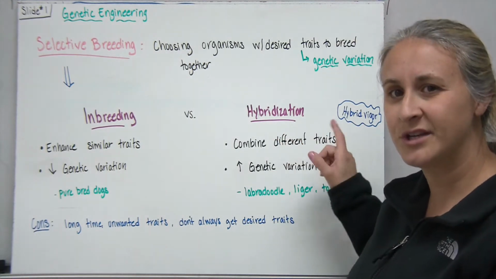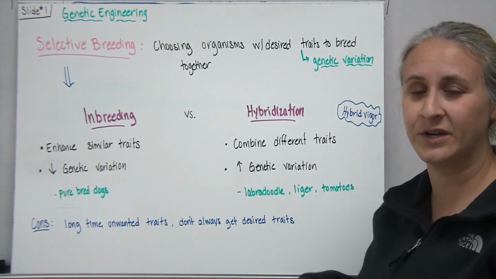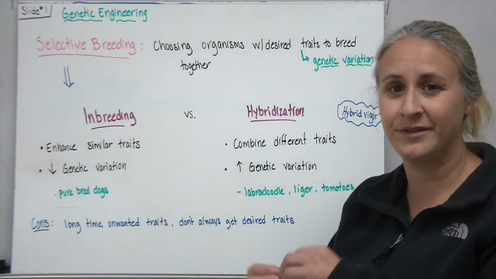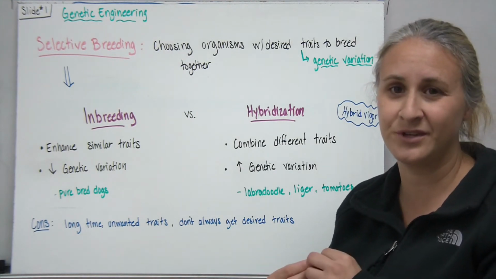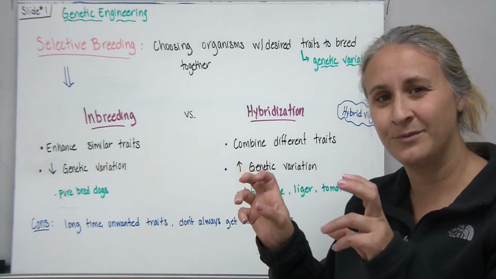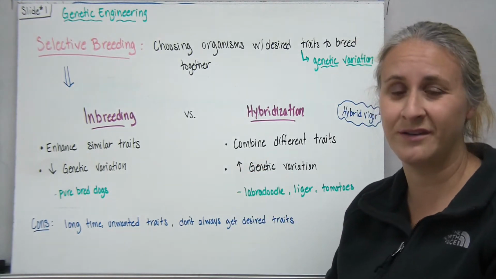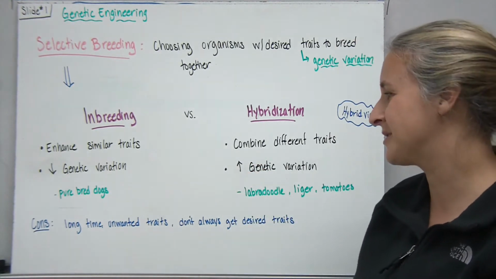When we do hybridization, we often get something called hybrid vigor. Sometimes it turns out that the mix from the two original individuals happens to be, we would want to say, more fit or stronger in the environment than the original parents were.